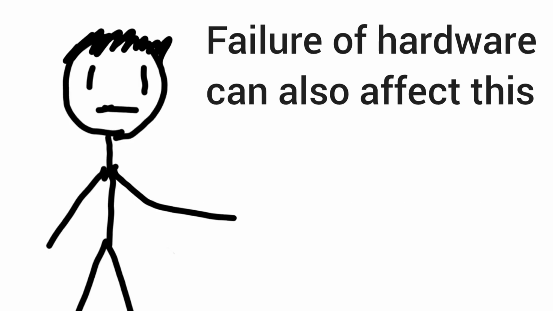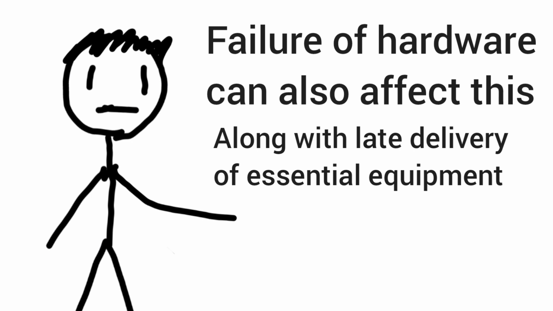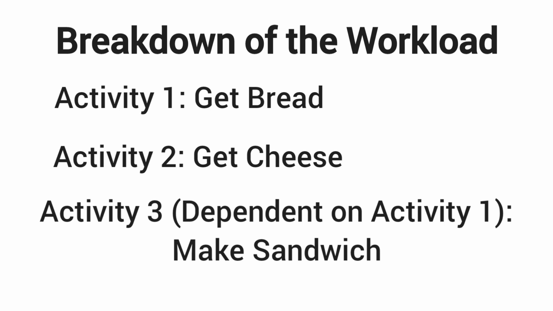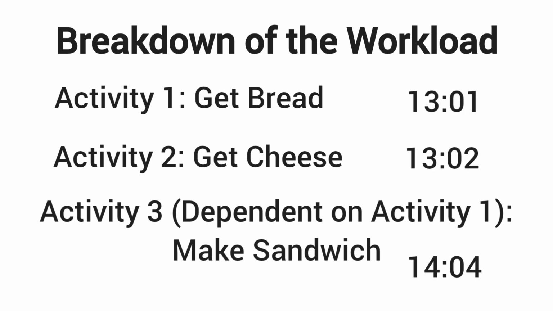This can include people falling ill, leaving the project, or even non-human factors such as the failure of hardware or late delivery of essential equipment used to carry out the project. The requirements should also be listed, including the software or hardware which is required. The workload is then broken down and formed into several activities and their dependencies, from where they are scheduled in order to make optimal use of time.